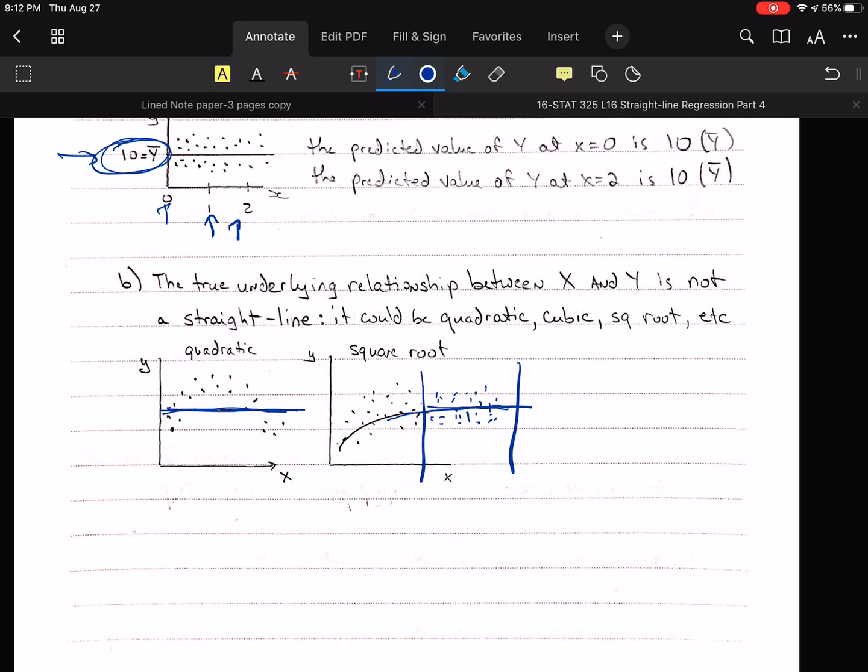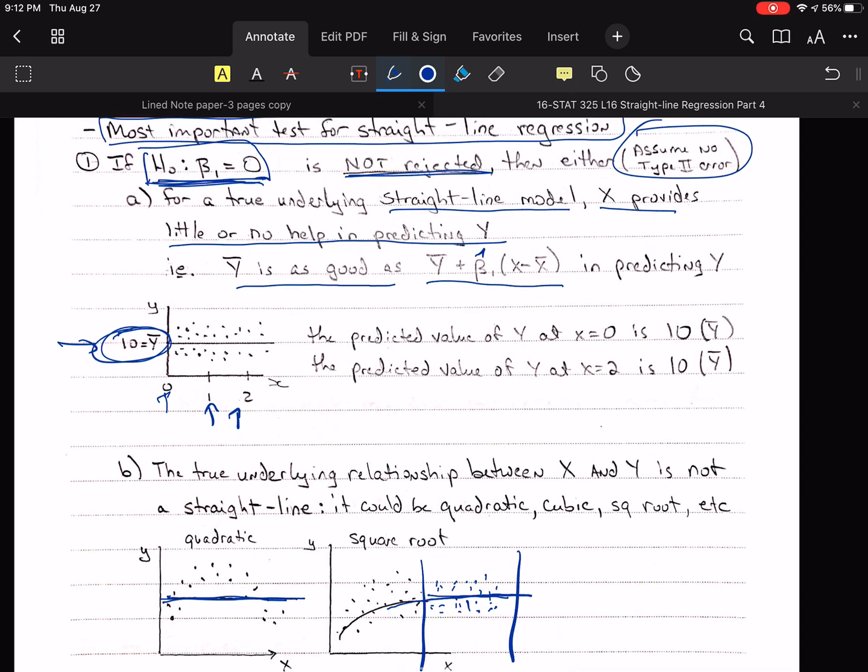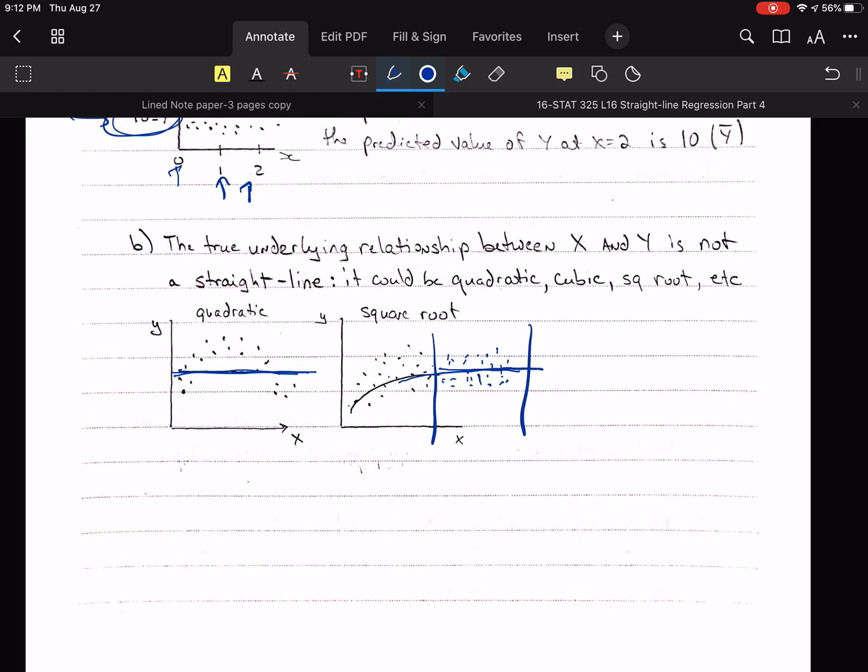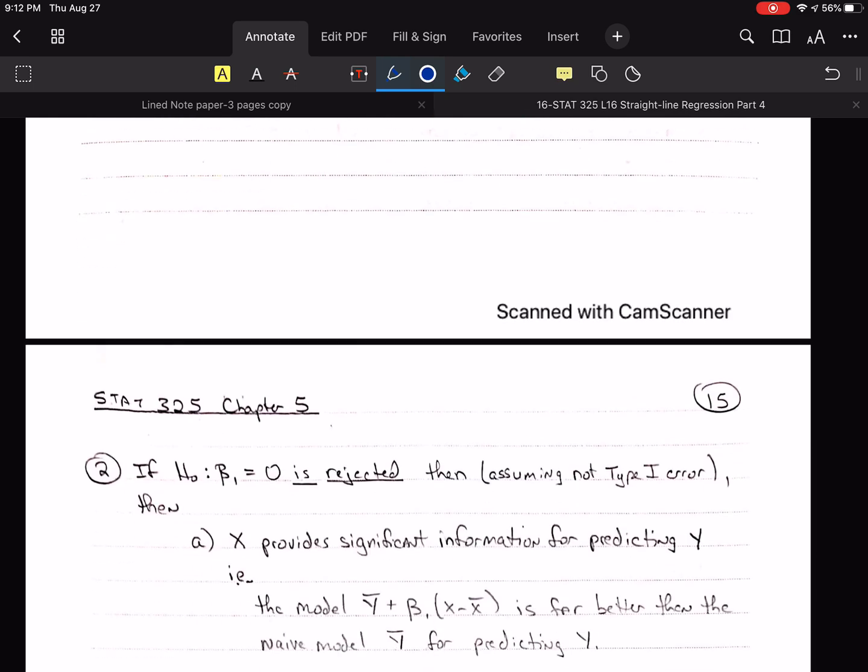So we have two possibilities. If beta 1 equals 0 is not rejected as a null hypothesis, then either x is not a very good predictor of y or doesn't contribute to predicting it, and we just use y bar, or we have some other relationship between x and y that's not a straight line. Okay.